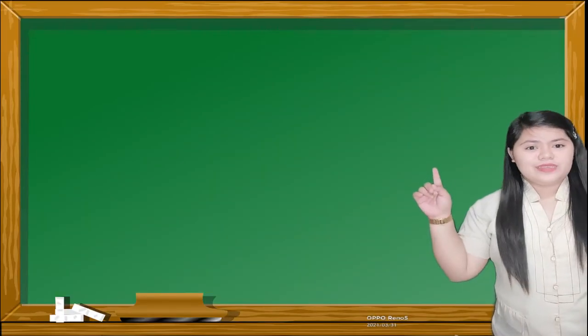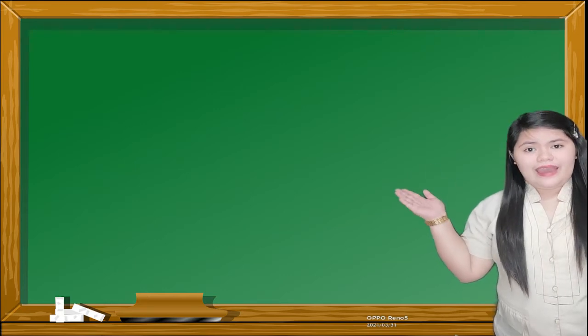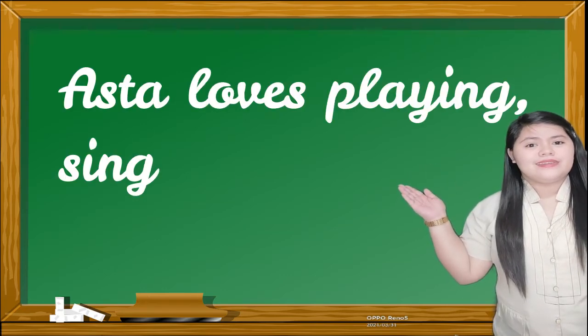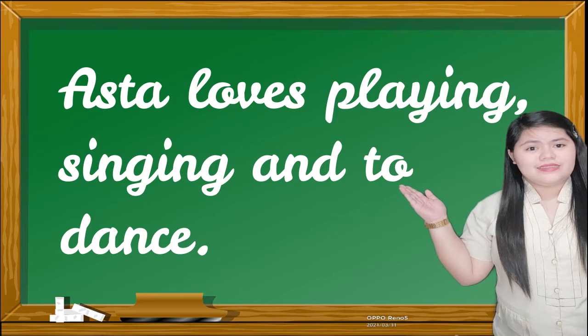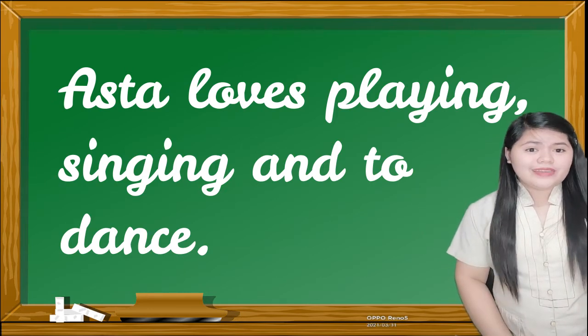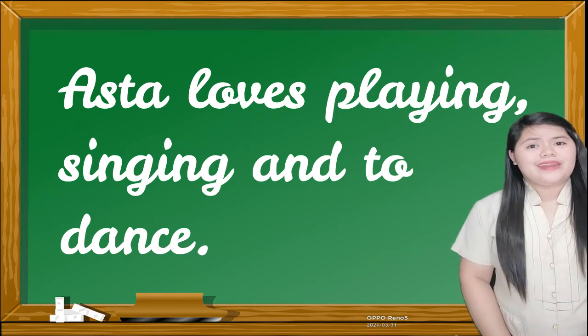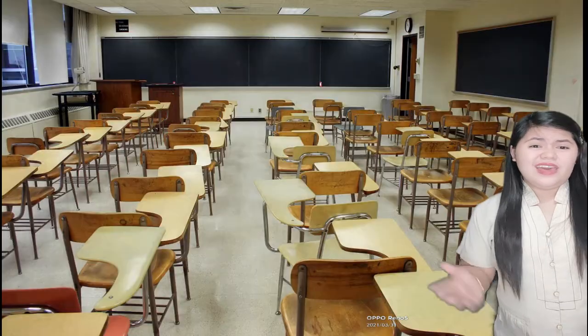Let's take a look at this example. Asta loves playing, singing, and to dance. Do you think this sentence exhibits parallelism? Well, grammatically speaking, there's nothing wrong with the sentence. It's just that we have to make it parallel. So how can we make it into a parallel structure?